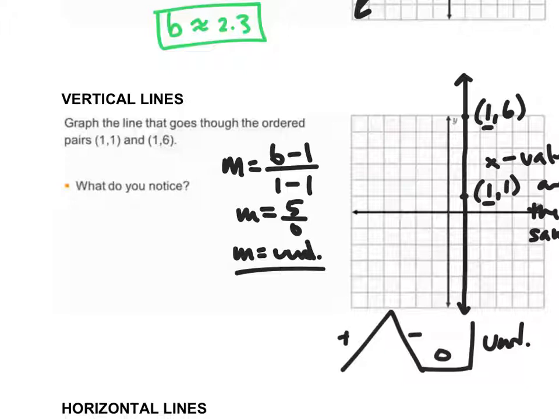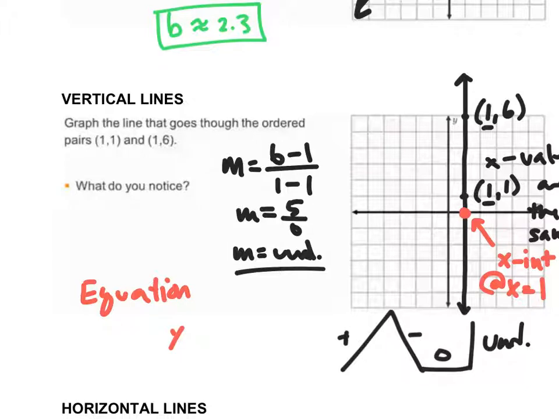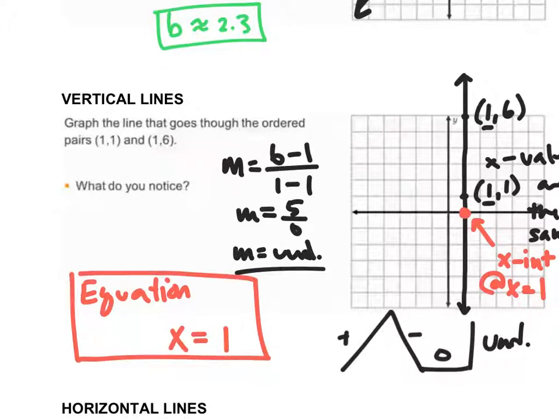However, we do notice something else. The graph crosses the x-axis. I have an x-intercept. That's where the graph crosses the x-axis at x equals 1. Therefore, my equation is simply where a vertical line crosses the x-axis, and that's going to be that x is equal to 1. And that's how we'd figure that out.